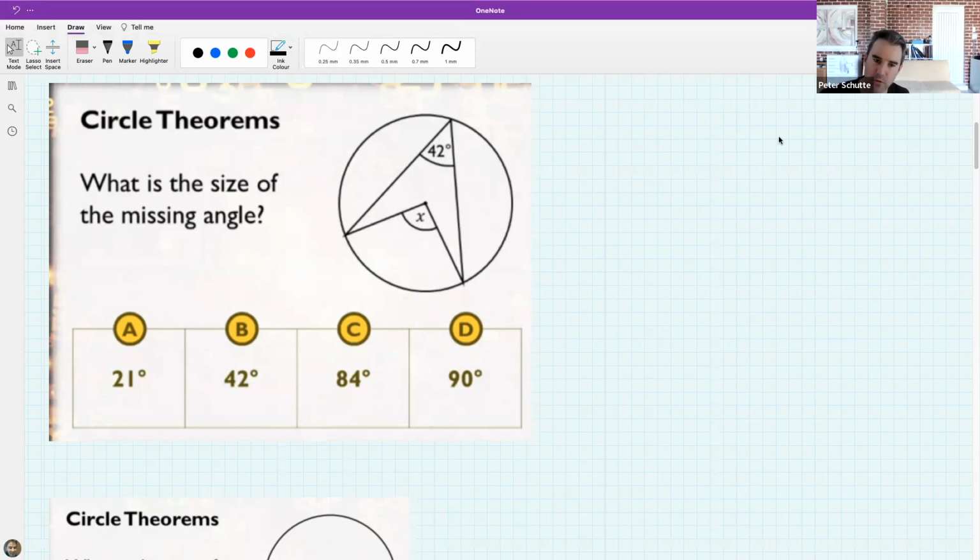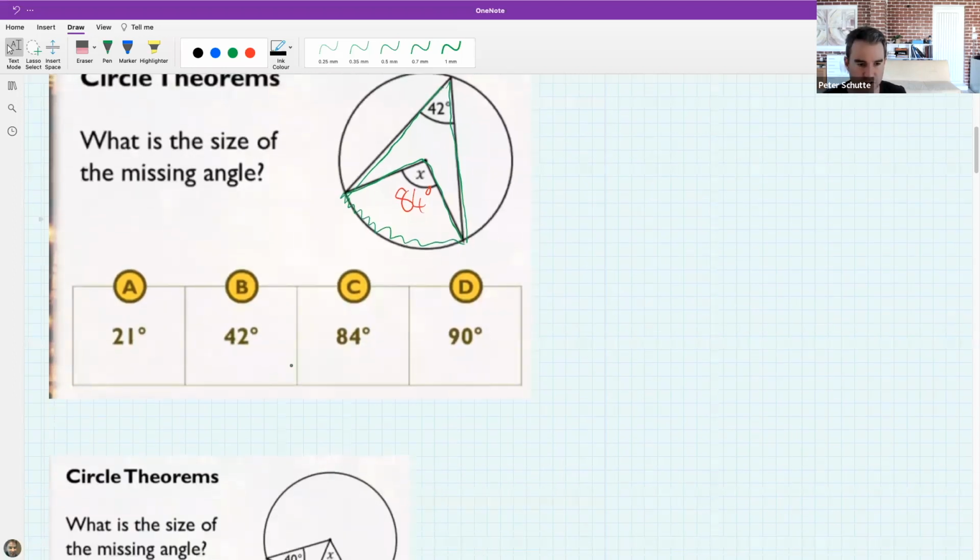All right, so you guys are rocking it live. This is 84 degrees because you can see that the arc is down here, and then it makes this angle over here, and that's the bigger one, and that's the one at the circumference. Okay. I like what I'm seeing. I see no problems.